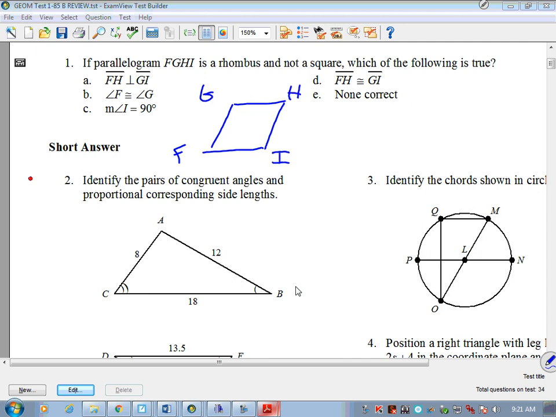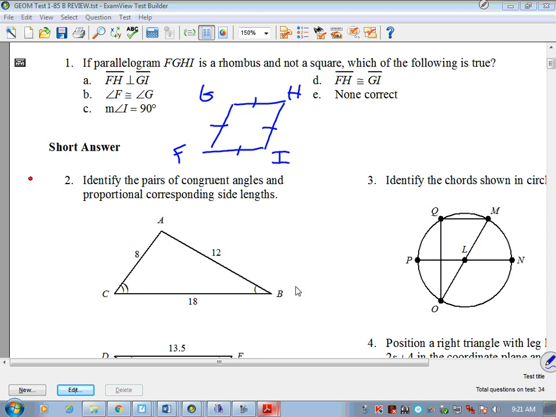Okay, what do you know about a rhombus? Anybody? What do you know about a rhombus? Two sides are the same? More than that. You're on the right track. All squares are rhombuses, so what do we know about the sides? All sides are congruent, right? But that's not enough to prove that it's not a square, right?